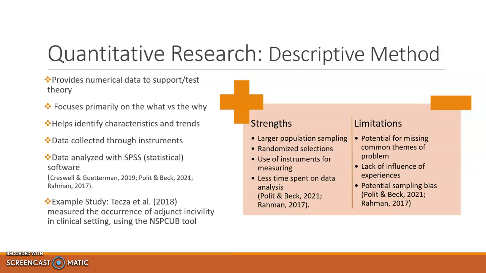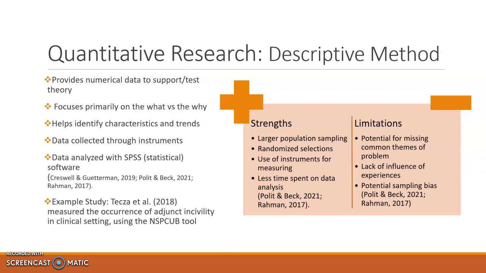This would help identify characteristics and trends that are associated with the behavior to understand the incidence and support potential changes based on the evidence that has been defined. Some strengths noted in support of descriptive quantitative research include the larger population sampling, the randomized selections, the use of instruments and tools for measuring, and less time spent on data analysis due to the use of statistical software. Limitations and disadvantages include the potential for leaving out common meanings of the problem that is being studied, the lack of influence of experiences, and potential bias in the sampling process.